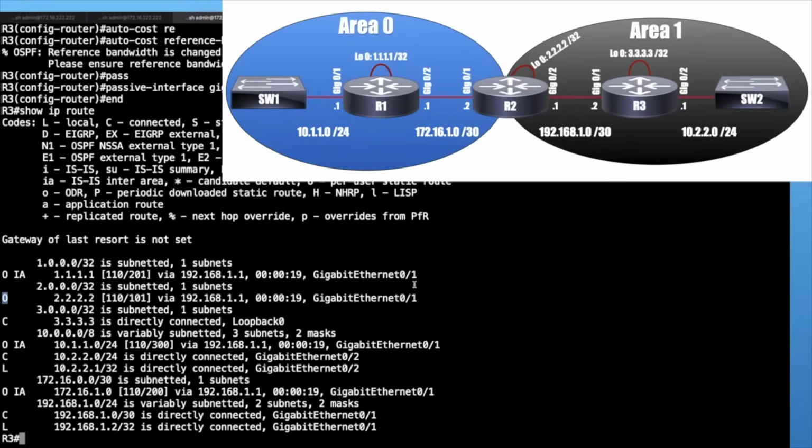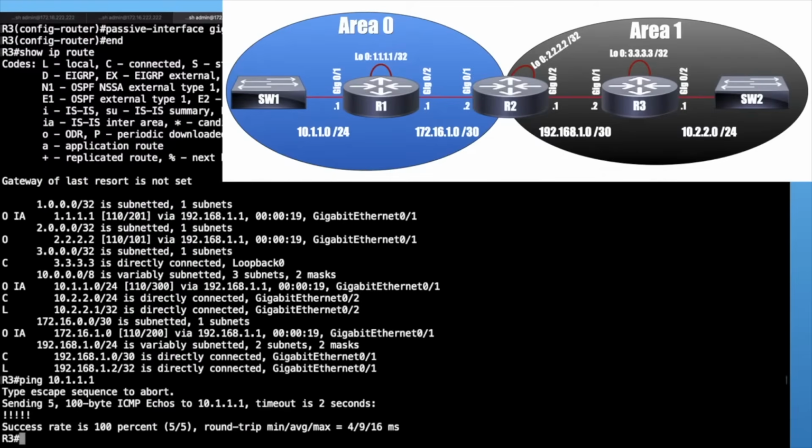Nice. Can I reach all the way across the network? Can I reach over to R1? Can I say ping 10.1.1.1. That's the gig 0/1 interface on R1. Yeah, that was successful. That's great news.